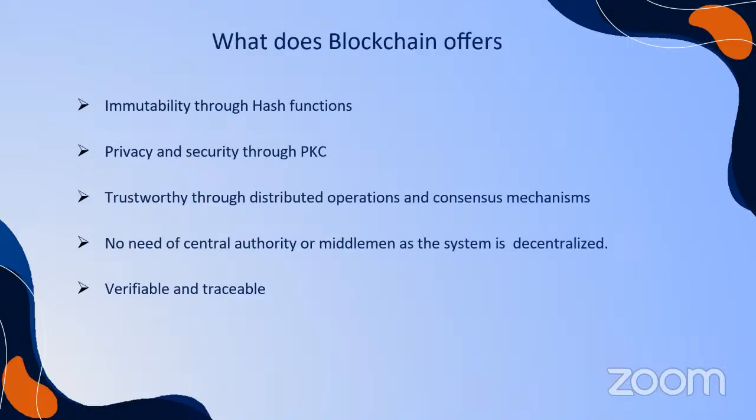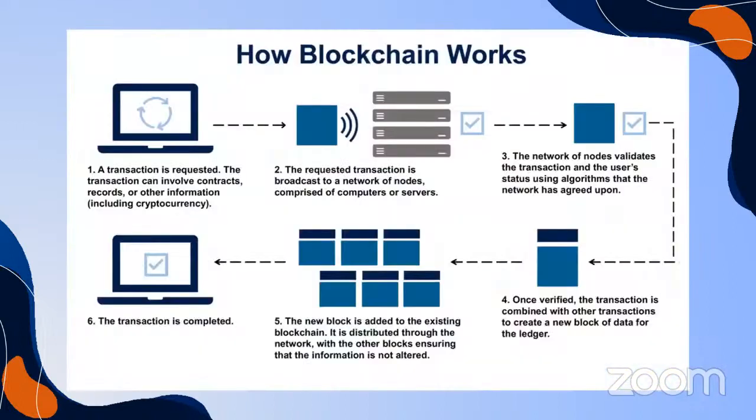So what does blockchain offer? Immutability through the hash function, privacy and security through the public key and the private key, and trustworthiness through the distributed operation and consensus mechanism. No need for a central authority or middleware, as the system is decentralized, verifiable and traceable through the Genesis block. How the blockchain works was already discussed by the previous speakers.